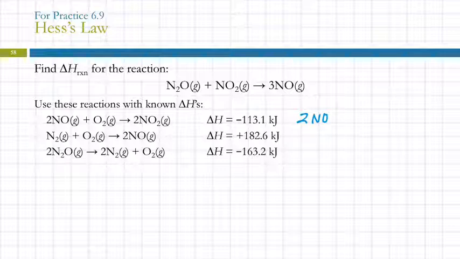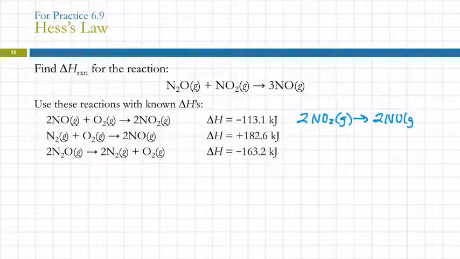2 NO2 gas makes 2 NO gas plus O2 gas. Then I have to switch the signs. So I took this equation and I just reversed it. When you reverse the direction of the reaction, you change the sign. So for this one, I have to change the sign from a negative to a positive. So this is closer to this.